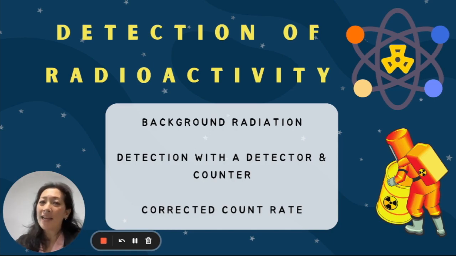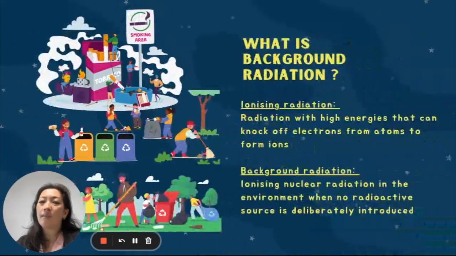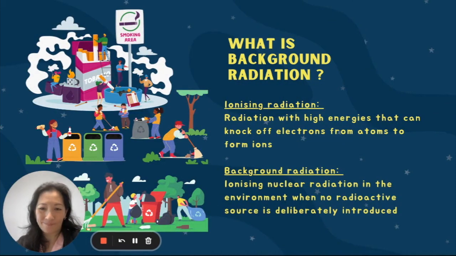What we'll be covering in this video is the information that you would need in order to be able to answer the questions in your examinations. So what we'll be going through are the background radiation, detection with a detector and counter, as well as the concept of the corrected count rate. So first things first, what is background radiation?